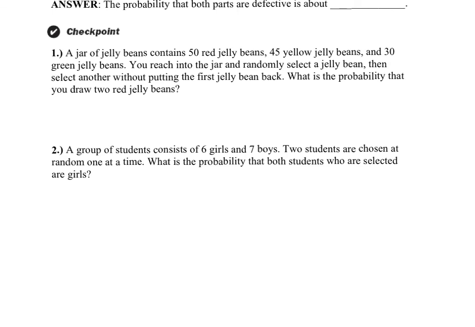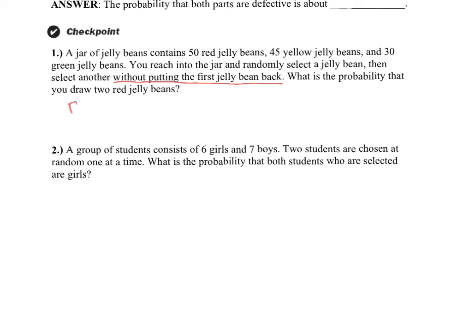Okay, let's try another one. A jar of jelly beans containing 50 red jelly beans, 45 yellow jelly beans, and 30 green jelly beans. You reach into the jar and randomly select a jelly bean. Then you select another one without putting the first jelly bean back. Again, that's what makes them dependent, is that you're not replacing it. What is the probability that you draw 2 red jelly beans?